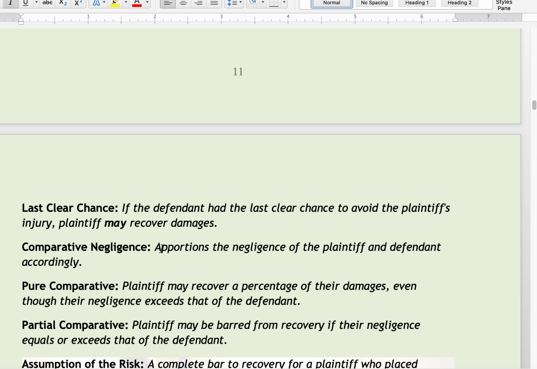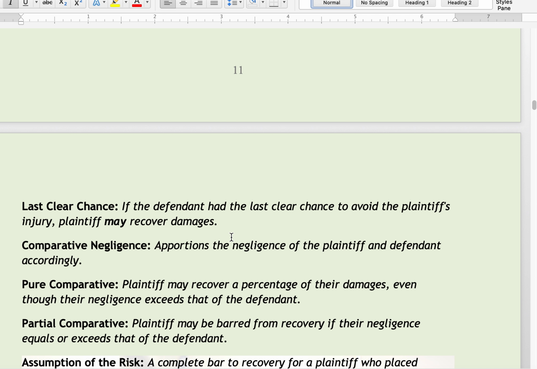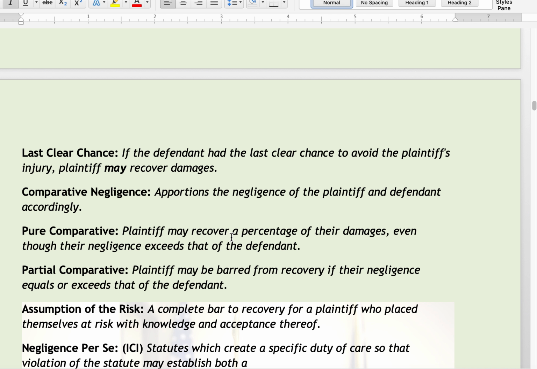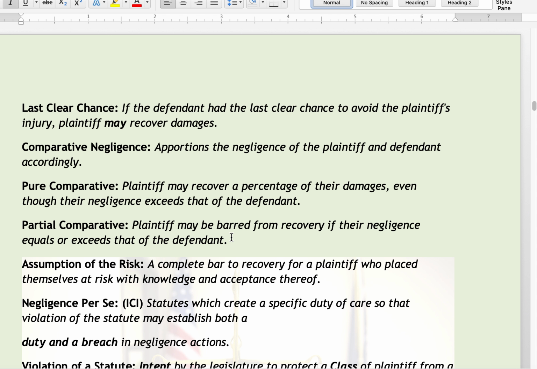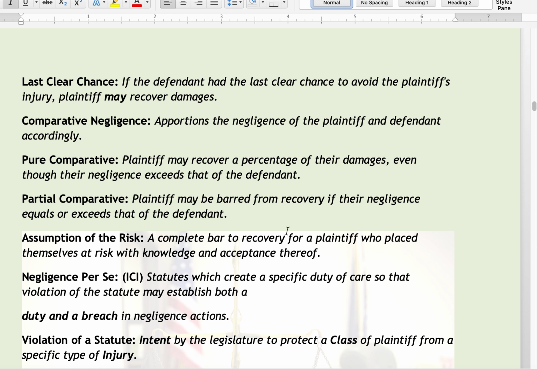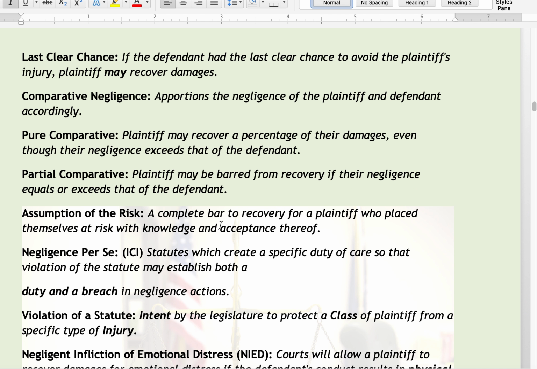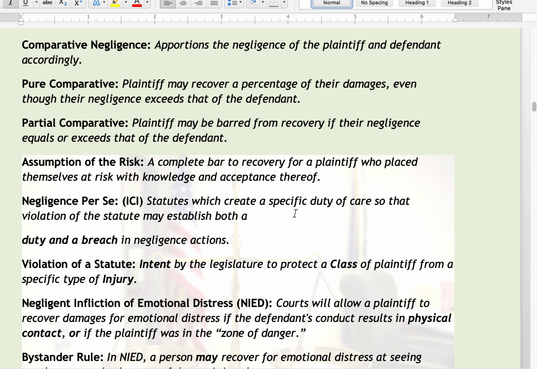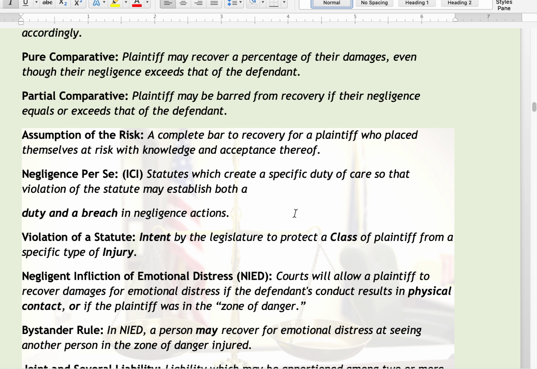Okay, last clear chance. If the defendant had the last clear chance to avoid the plaintiff's injury, plaintiff may recover damages. Comparative negligence. Portions of the negligence of the plaintiff and defendant accordingly. Pure comparative. Plaintiff may recover a percentage of their damages even though their negligence exceeds that of the defendant. Partial comparative. Plaintiff may be barred from recovery if their negligence equals or exceeds that of the defendant.